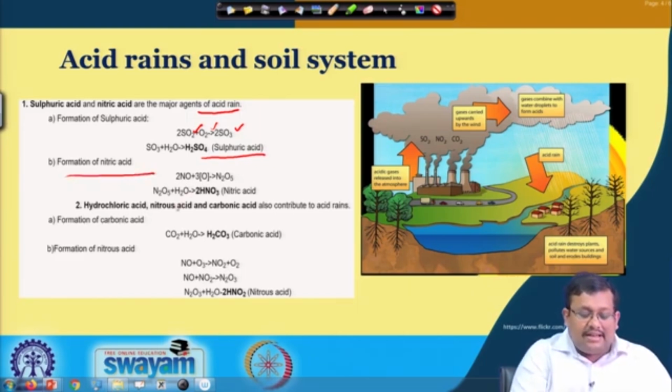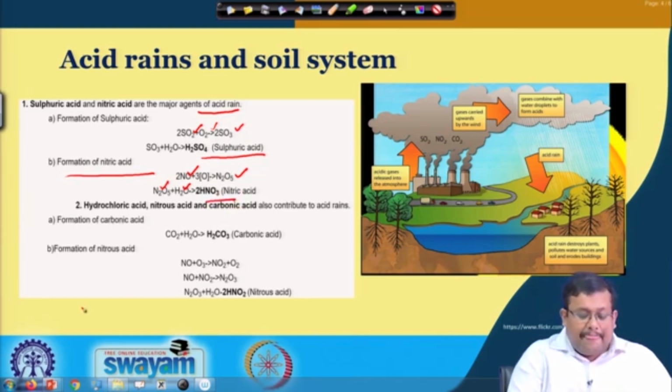Similarly, for the formation of nitric acid, here you can see nitric oxides. These nitric oxides, when they react with oxygen, produce N2O5, and this N2O5, when it reacts with water vapor, produces nitric acid.